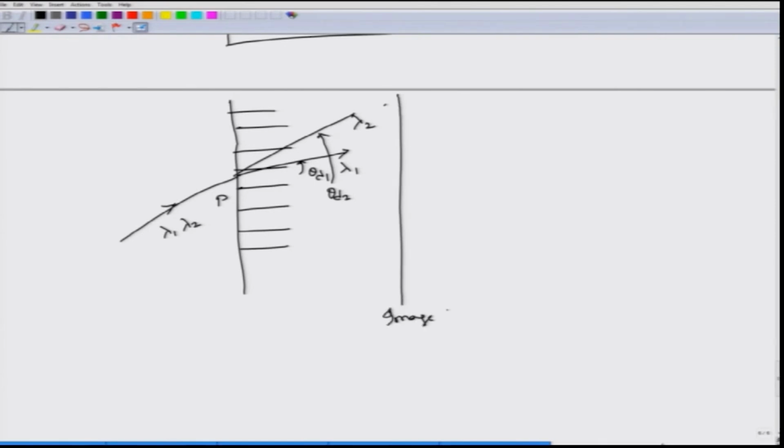This is called a transmission grating. Sometimes you will also look at what is called a reflective grating. So, they will be reflected at two different angles. So, that is called a reflective grating. One interesting way in which you can create a grating is what is called a fiber Bragg grating, or in general a Bragg grating. Okay.